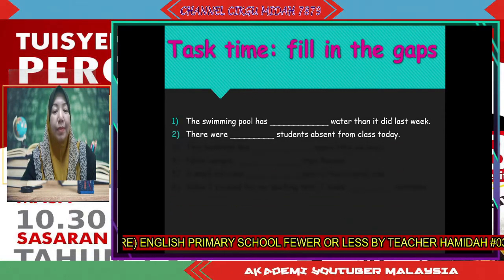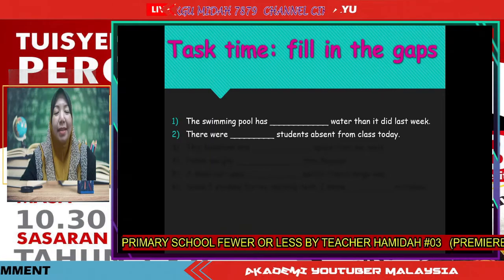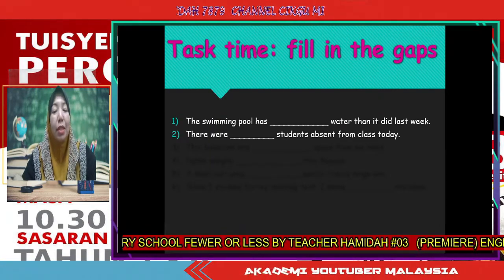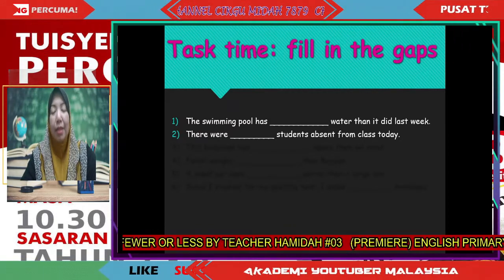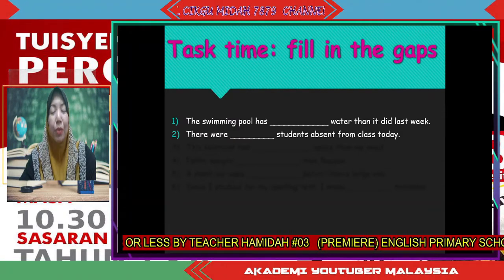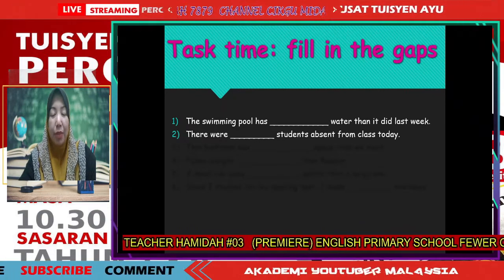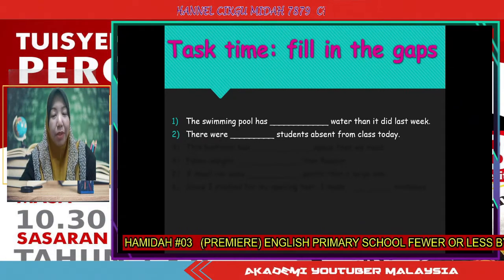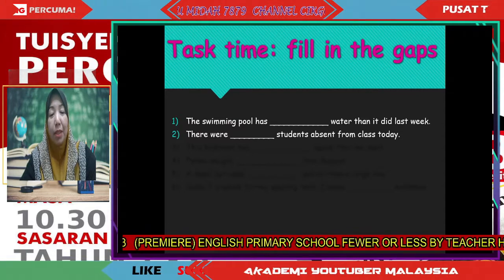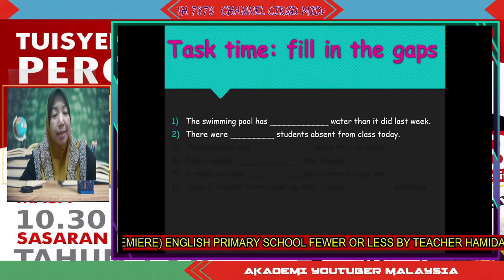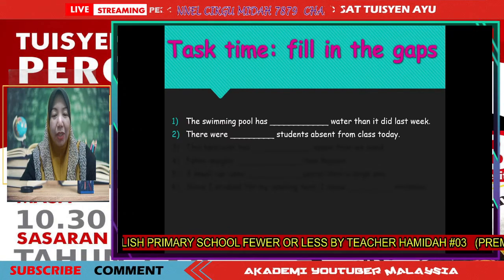Question number two. There were... so what is the answer? Fewer or less students absent from class today. Remember, if you can count, you use fewer. If the object is uncountable, you use less. Look at number 2. Is it countable or uncountable? So, what is the answer? Fewer or less? Write down your answer at the chat column.